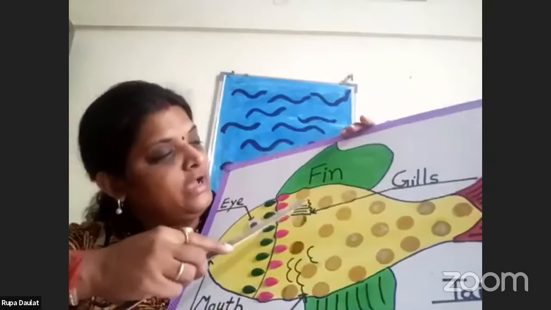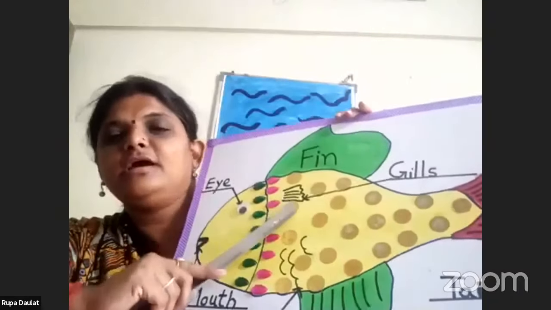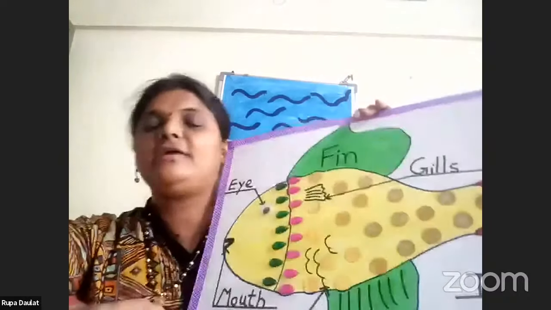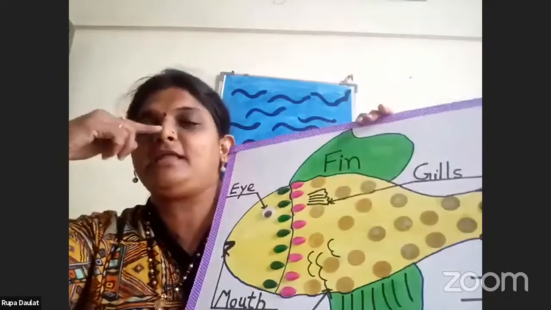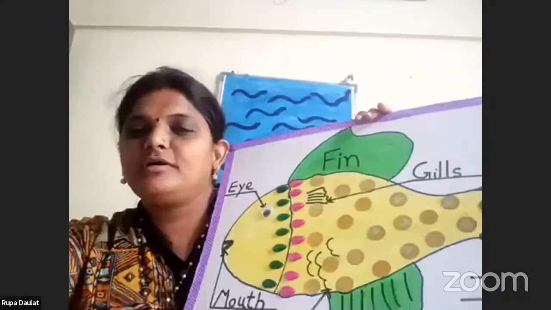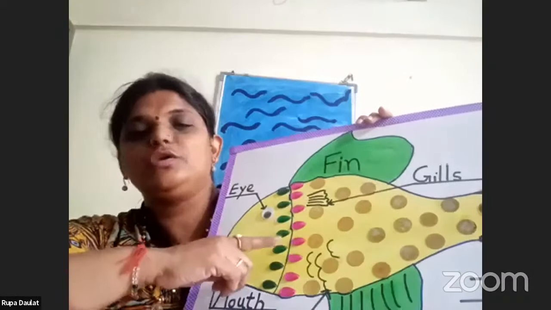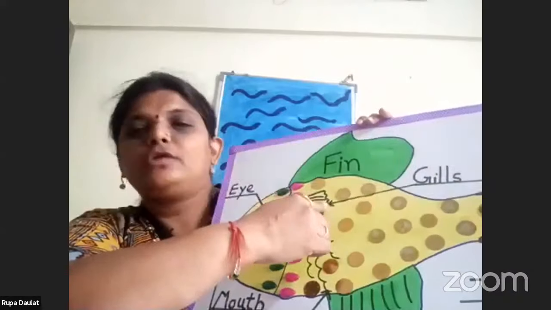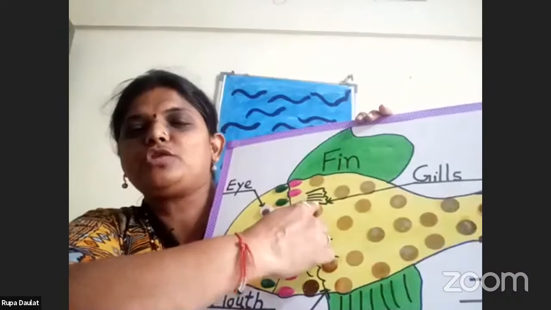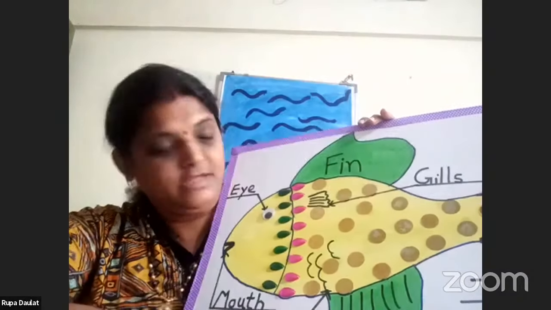Okay. Now, this is gills. See this one. Gills. When we breathe, we use our nose. Yes or no? Yes. So fish also use gills to breathe easily. Okay? Fish use gills to breathe easily in water. Understand, students?